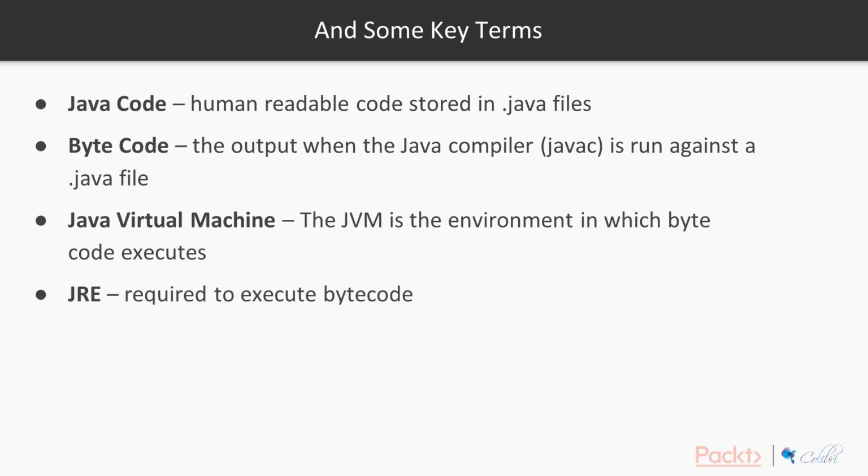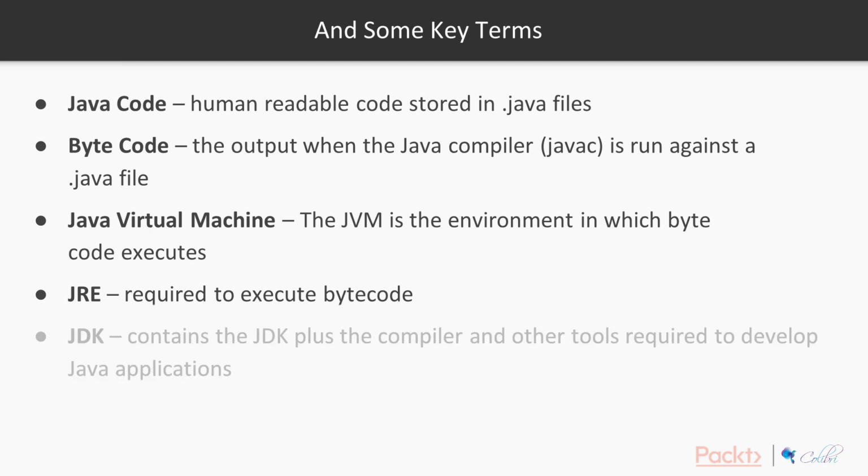And finally, we have the JRE and the JDK. So the JRE, or Java Runtime Environment, is the downloadable package that most people will have on their computer that enables them to execute bytecode. So amongst other things, it contains the Java Virtual Machine, which is the environment in which that code runs. Now, what we downloaded was the JDK, or Java Development Kit. And the JDK contains everything that's in the Java Runtime Environment, plus things like the compiler and other tools that are required to develop Java applications.